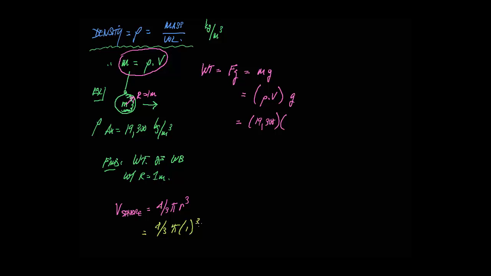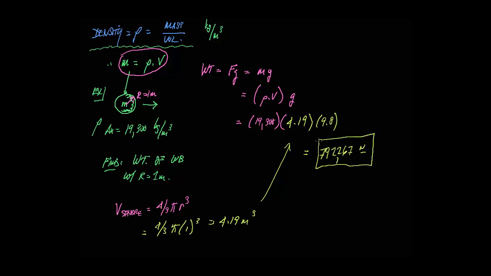That's going to be 4 times pi divided by 3. Looks like it gives us about 4.19 meters cubed, and that's going to go up in there, 4.19, and gravity is 9.8. If we go through all that mess, times 19,300, pretty heavy. Let's see, 792,267 and change newtons. 792,267 newtons.